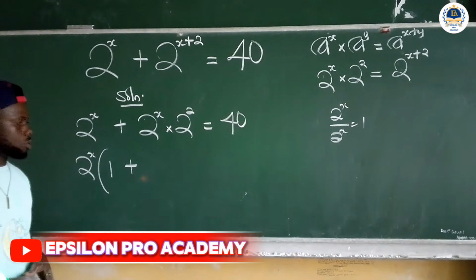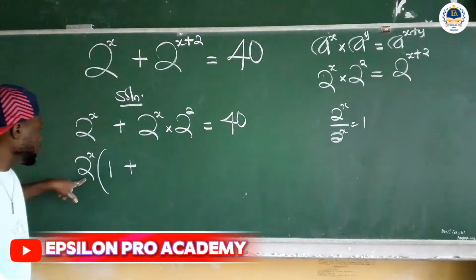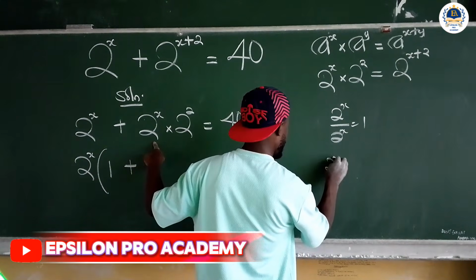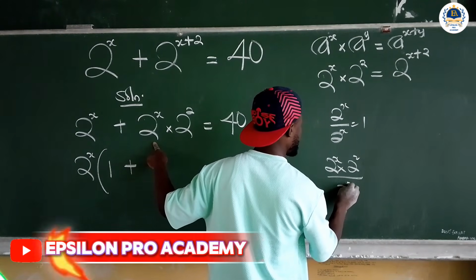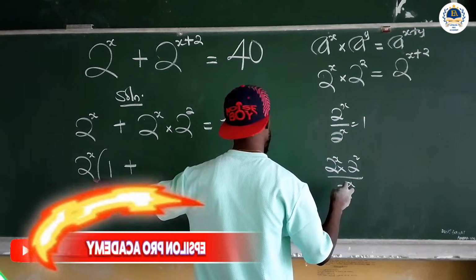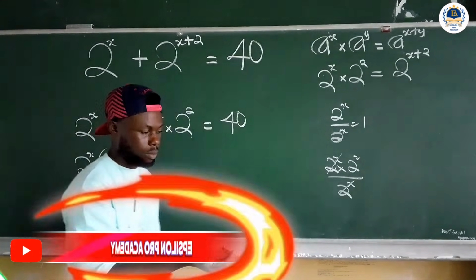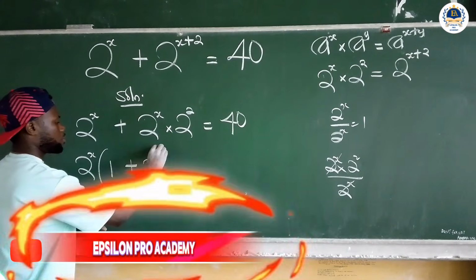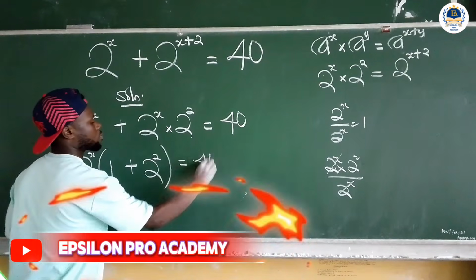Let's factorize. So this divided by 2 raised power of x: if I put 2 raised power of x times 2 raised power of 2, then divide it by 2 raised power of x, this will cancel this. We're going to be left with 2 raised power of 2. So we have here 2 raised power of x, bracket, 1 plus 2 raised power of 2, bracket close, is equal to 40.